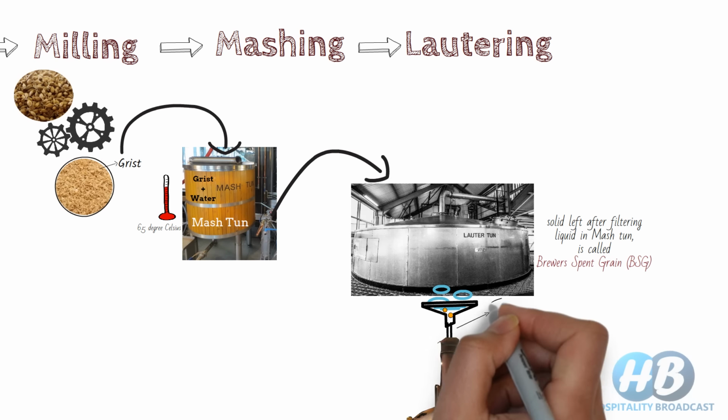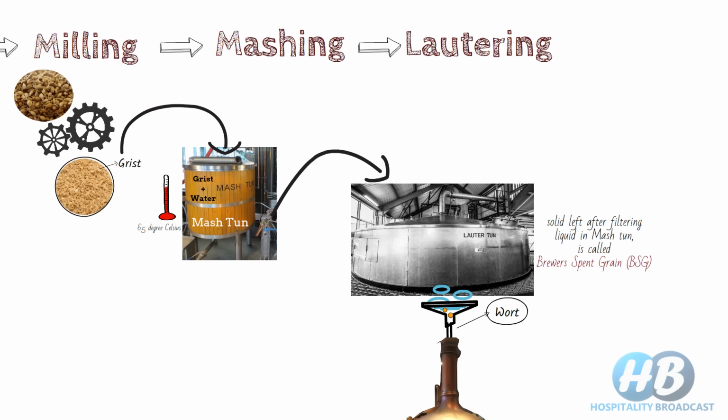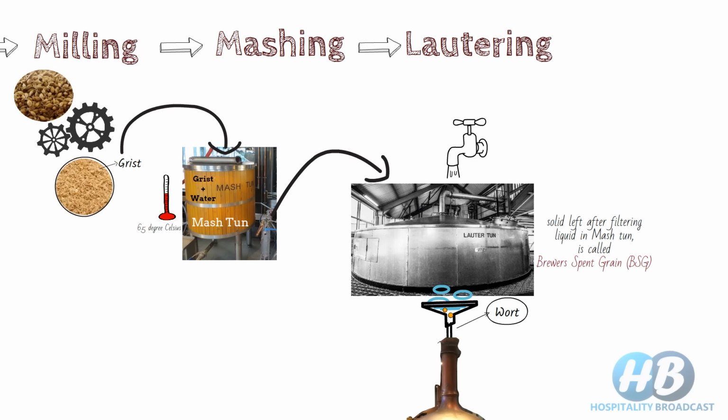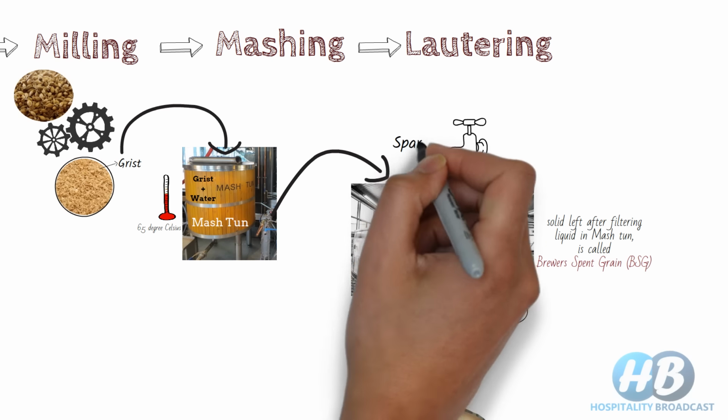Now let's come back. We need this wort for further fermentation. Also, during the Lautering process, in order to extract more fermentable wort, we add water. This is known as sparging.